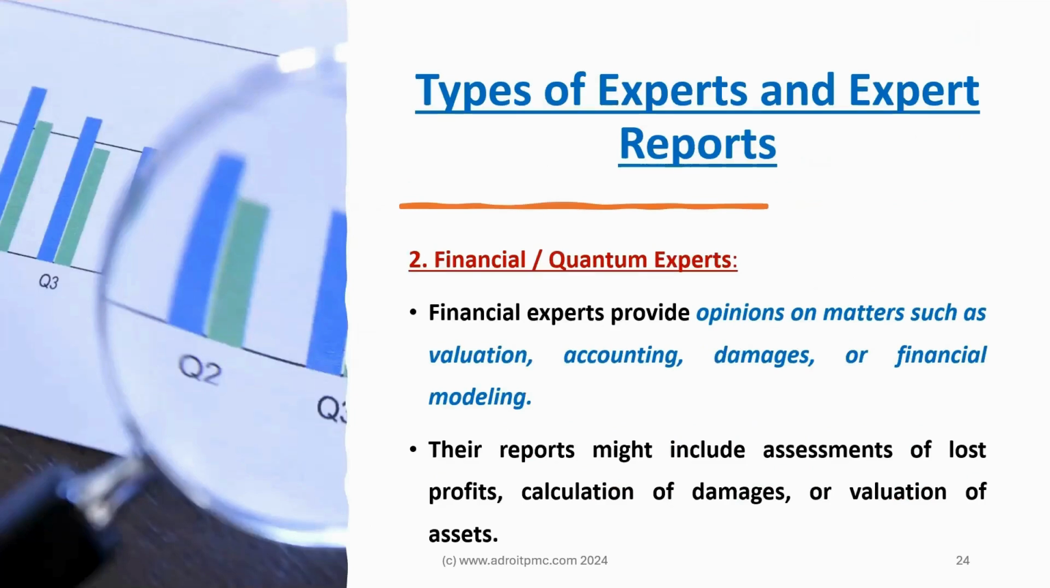Next are financial and quantum experts. These experts deal with financial matters such as valuation, accounting, damages, and financial modelling. Their reports might include assessment of loss of profit, calculation of damages, valuation of assets, etc. If the arbitrator appointed does not have much financial knowledge, he could appoint an expert, that is, a quantum expert, to analyze the damages and the monetary relief sought by the parties.